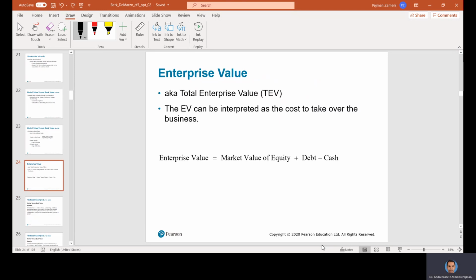Okay, enterprise value, or total enterprise value, can be interpreted as the cost to take over the business. It means that if you want to buy any business, you need to calculate the enterprise value, which is equal to market value of equity plus debt minus cash.